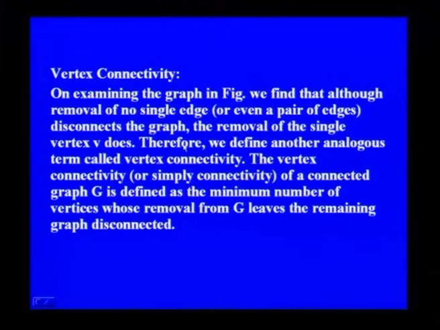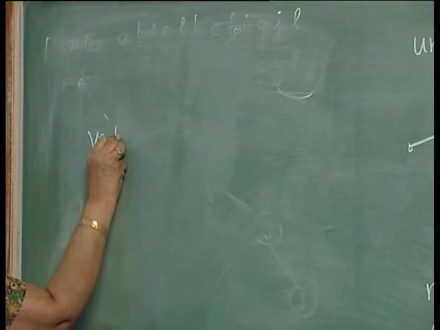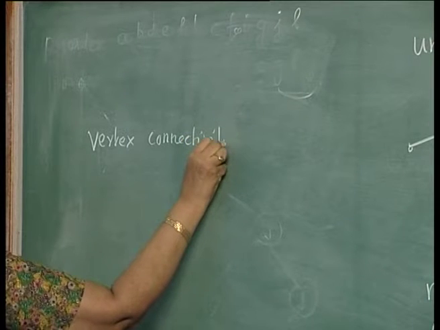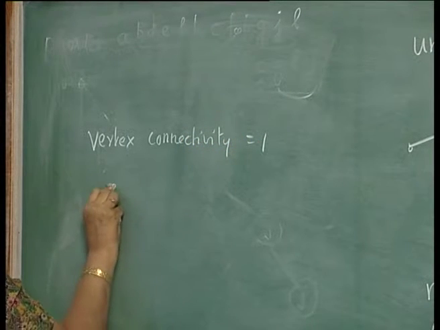It disconnects the graph. We define another analogous term called vertex connectivity. The vertex connectivity of a connected graph G is defined as the minimum number of vertices whose removal from G leaves the remaining graph disconnected. So, a vertex connectivity is defined as the minimum number of vertices whose removal from G leaves the graph disconnected. If the vertex connectivity is equal to 1, it is called a separable graph.